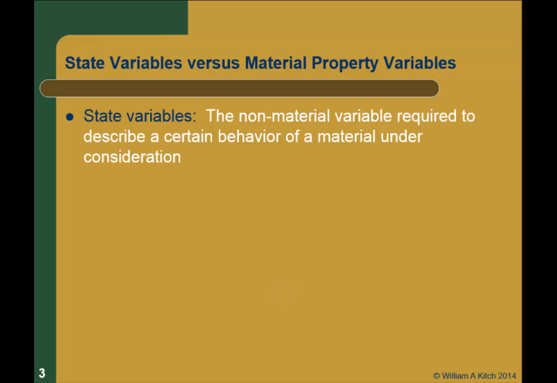So, state variables versus material property variables. A state variable is a non-material variable required to describe a certain behavior of a material under consideration. I pulled that straight out of a textbook. But let's contrast that with a material variable. The big point is it has to be independent of material properties.